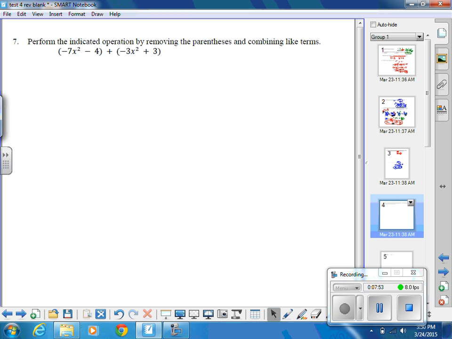Okay, this one here says, perform an operation by removing the parentheses and combining like terms. The only time you're really ever going to have a problem with removing the parentheses is whenever there is a minus sign. This is a plus sign, so I can just go ahead and remove those parentheses now and write everything exactly how you see it. So I'm just taking out the parentheses, writing everything exactly how it is.